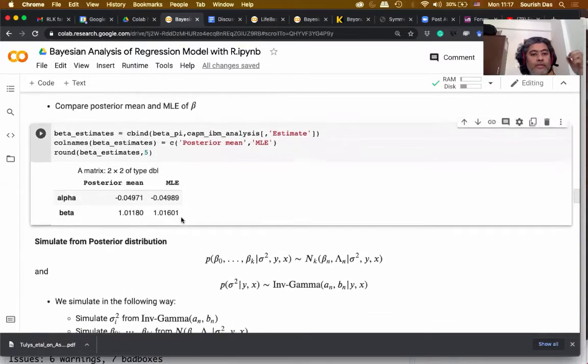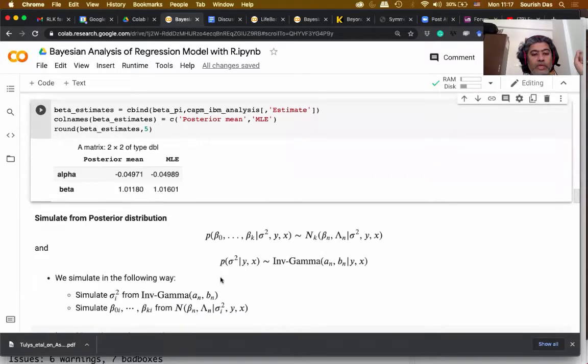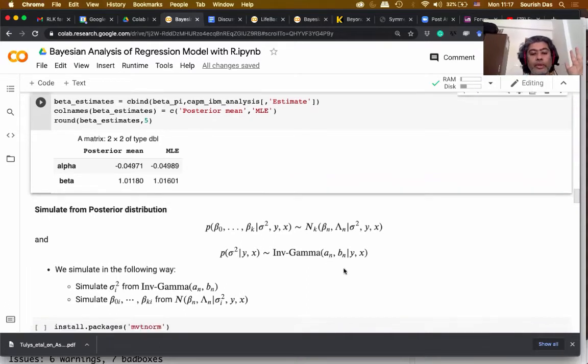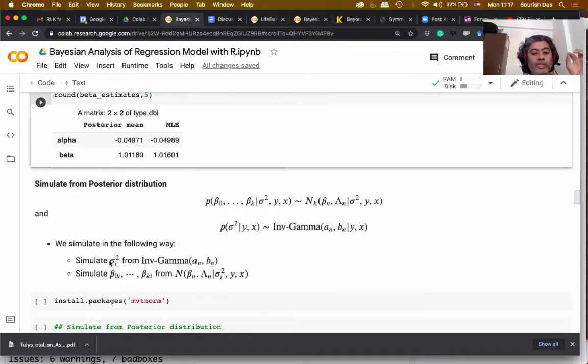So if we had to solve the same problem using a simulation technique, what we have to do is simulate from the posterior. So the strategy we can take: this is my posterior distribution. Beta naught, beta 1, beta k, given sigma square, y, x, follow a k-variate normal with beta, this is the posterior mean and this is the posterior covariance. And sigma squared given y, x follows inverse gamma a_n, b_n. Now what we can do is simulate first sigma_i square.